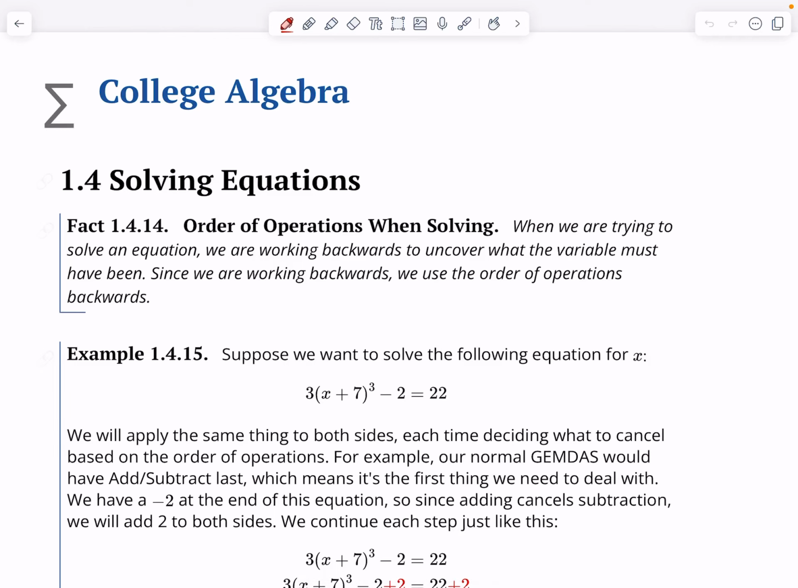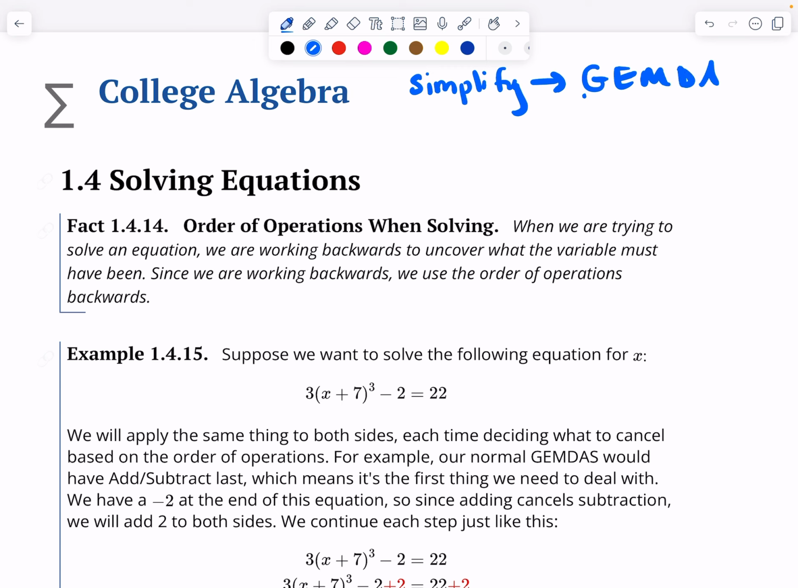All right, in that last video, we were talking about simplifying an expression by the order of operations. So if you want to simplify, then you practice GEMDAS, right? You're going to work inside a grouping symbol first, looking at exponents, then multiply, divide, add, or subtract. Make that smaller. And so that's when you're simplifying an expression.